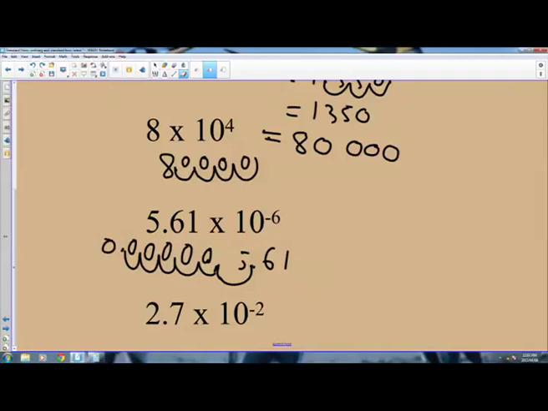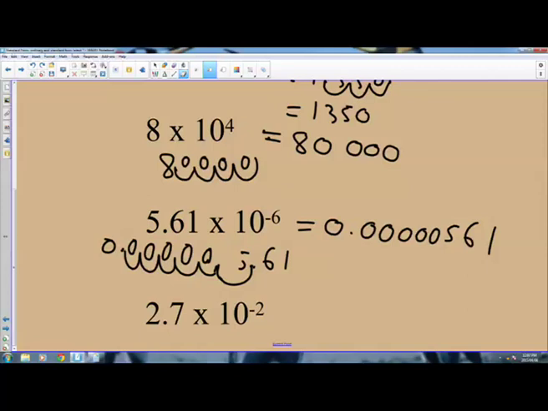So this will be 0 point. And then how many zeros after the point? 1, 2, 3, 4, 5. And then we'll have the number 5, 6, 1. You can always check if at all that's what we are going to get.